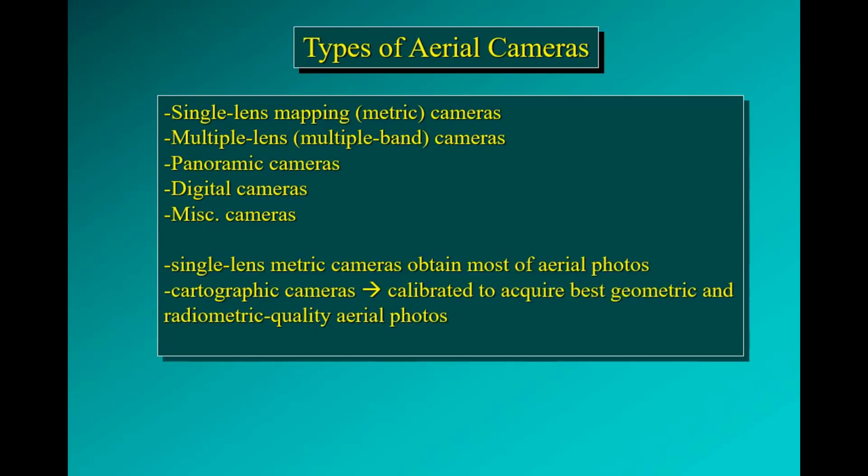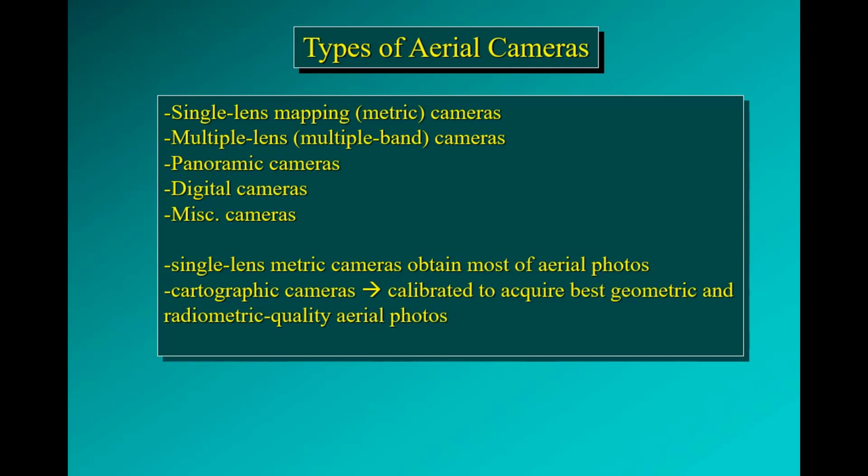In terms of the types of aerial cameras, we can summarize them as follows. There are single lens mapping or metric type cameras. There are also multiple lens or multi-band cameras. Panoramic cameras I'll briefly discuss, as well as a brief discussion of digital cameras here, but again, most of this discussion in this lecture is going to be focused on film-based camera systems, just because I'll be discussing in a lot more detail digital remote sensing and electro-optical remote sensing sensor systems in a subsequent lecture. And there's various other types of camera systems as well.